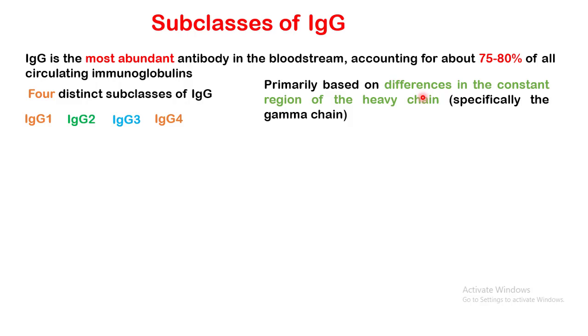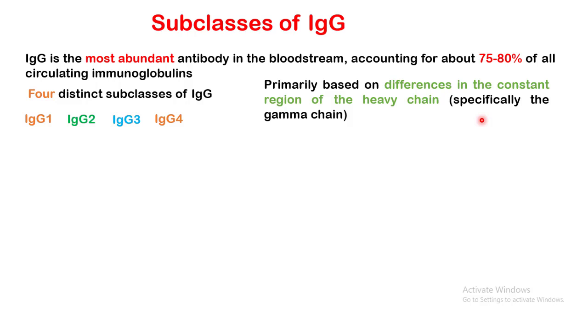So, as you are talking about the subclasses of immunoglobulin G, you are going to focus on the gamma chains present in immunoglobulin G. This should be clear in your mind: we make the classes of the antibody based on differences in the heavy chains, and we make the subclasses of immunoglobulin G based on differences in the specific heavy chains known as the gamma heavy chains. So we are not talking generally about the heavy chain. We are talking about a specific type of heavy chain, which is the gamma heavy chain.